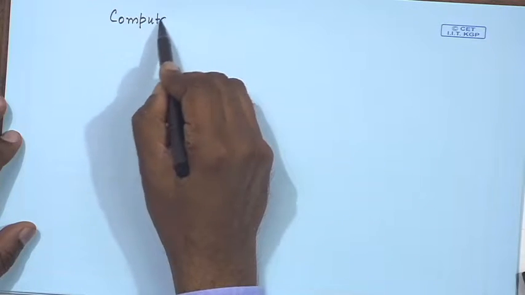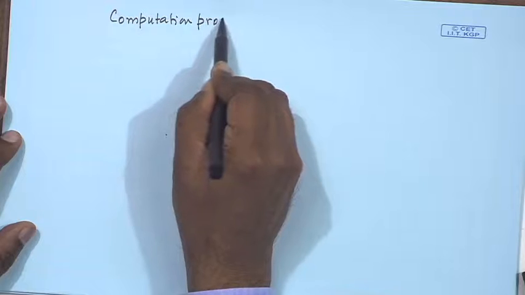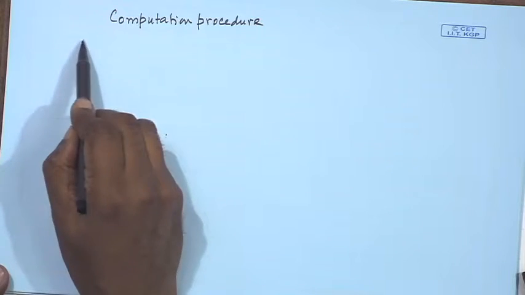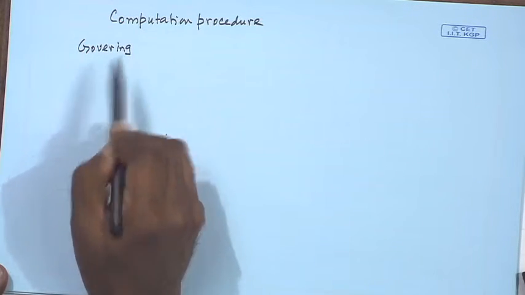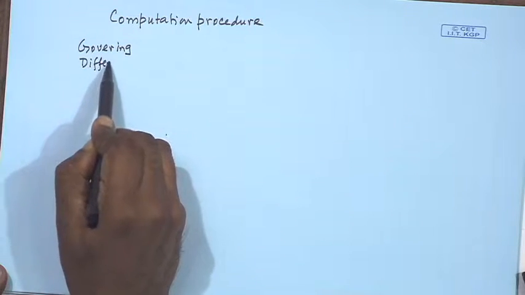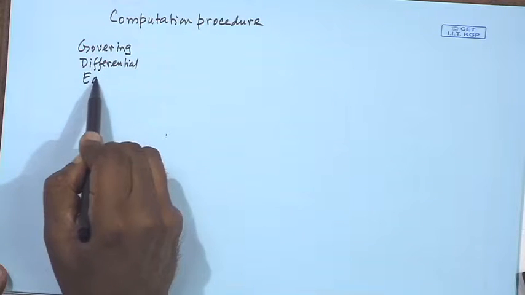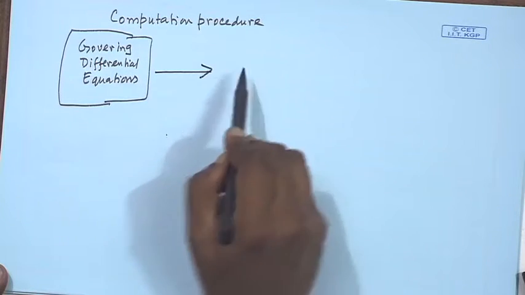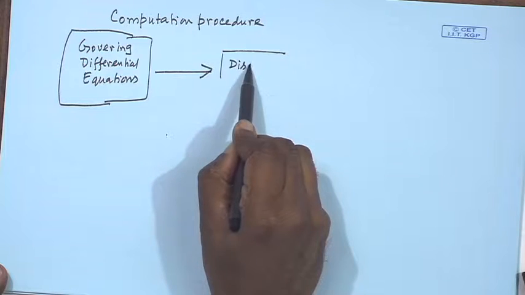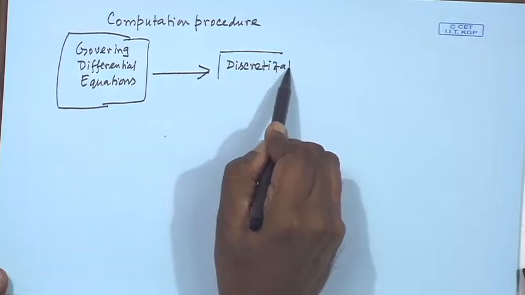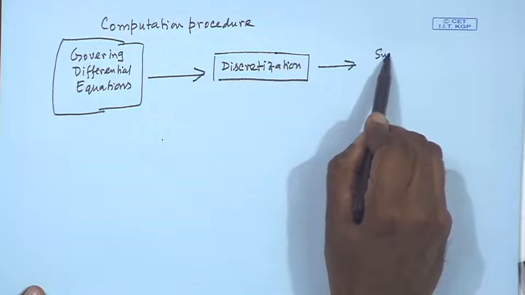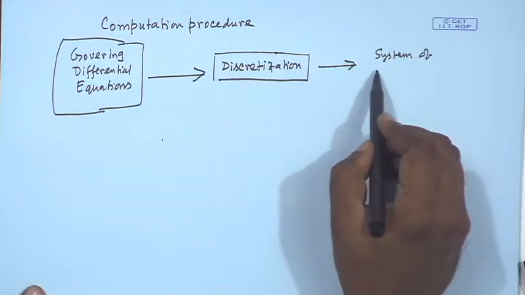The procedure can be put in the form of a flow chart. For this boundary value problem, you have the governing differential equations, which are discretized first, so it goes through a discretization procedure, and then this yields a system of algebraic equations.